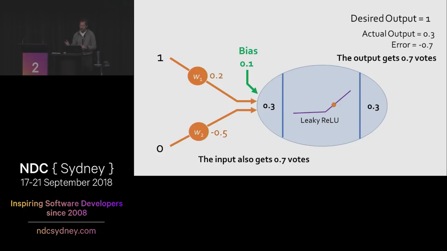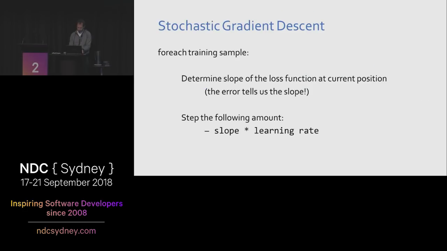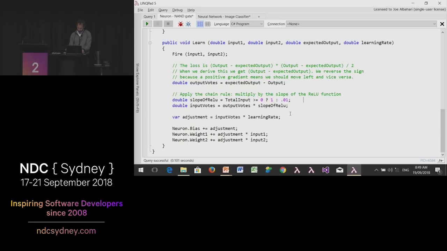So to work out how many votes to give the input, we take the output votes, we multiply it by the slope of the activation function. This is the chain rule in calculus. If you didn't understand the chain rule before, you understand it now. Okay, so there we are. We're multiplying by the slope of the activation function.